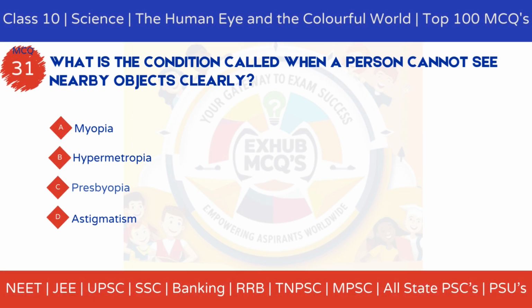Q31. What is the condition called when a person cannot see nearby objects clearly? Option A, myopia. Option B, hypermetropia. Option C, presbyopia. Option D, astigmatism.